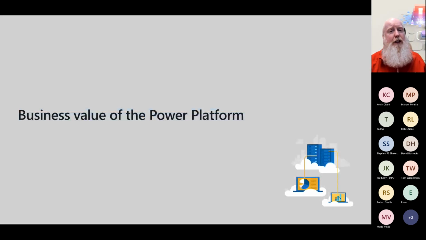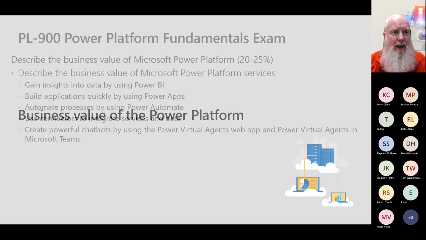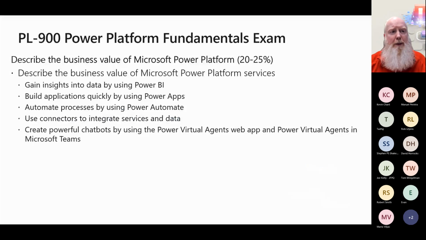So let's talk for the first one, the business value of the Power Platform. And that's between 20 and 25%. And it's actually got 3 different objectives within it. The first one is describe the business value of the Power Platform services. And you can see there it's got 6 bullet points. We often refer to these as task topics in the exam. And this essentially says what you're going to get asked on.